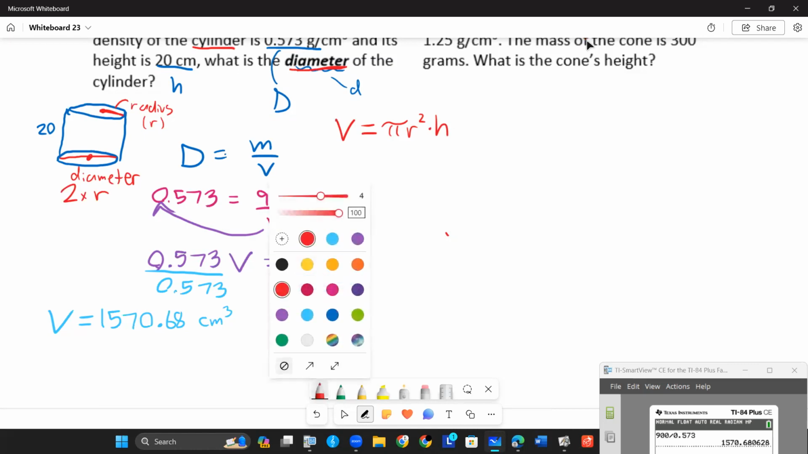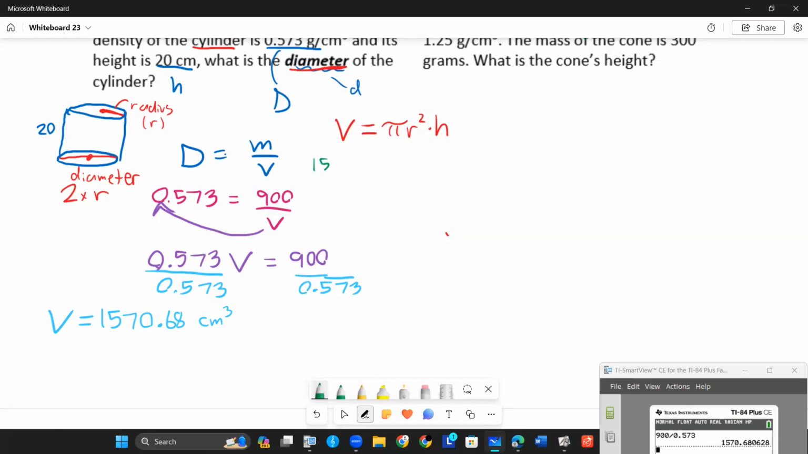Things that we do know in this problem are the volume. The volume is 1570.68. We do know the height. The height is going to be 20. So we're going to actually plug in those numbers for the volume and the height. 1570.68 equals pi times r squared multiplied by 20.